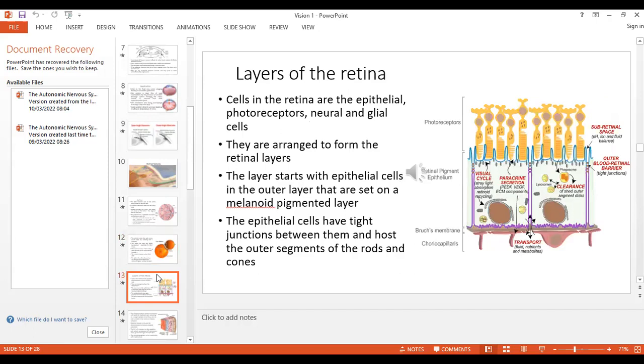Like I said, these structures become more and more complicated. So go through what we learned, and next time when we meet, we are going to look at the layers of the retina in detail so that we can appreciate the information.